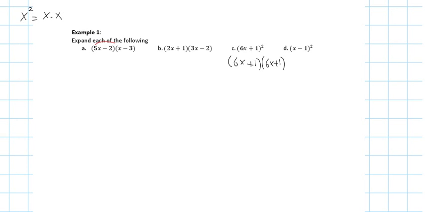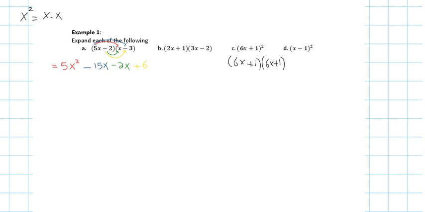So 5x times x, what does that give me? Then you're going to multiply the 5x by the negative. When you're multiplying a positive and a negative, you're going to end up with a negative 15x, right? Then negative 2 times x, negative 2x because you have a negative and a positive. Then negative 2 times negative 3. 2 negatives makes a positive 6.